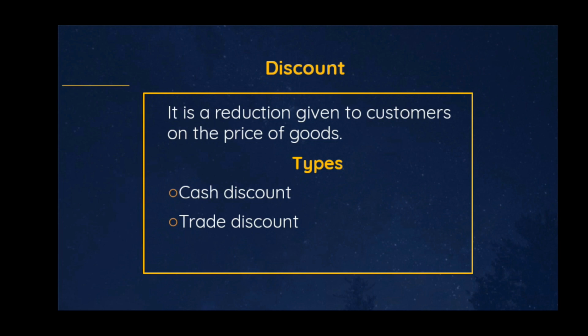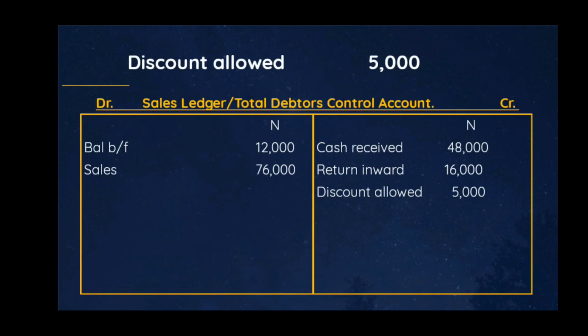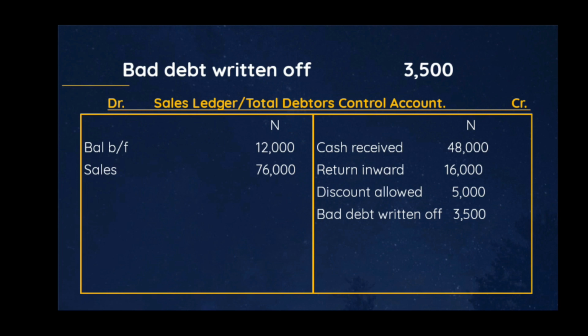So let's go back to our question. Discount allowed 5,000 naira means that from customers who are owing us, we allow them to remove 5,000 naira from the money they are owing. So it will be credited to the account. Discount allowed 5,000 naira.